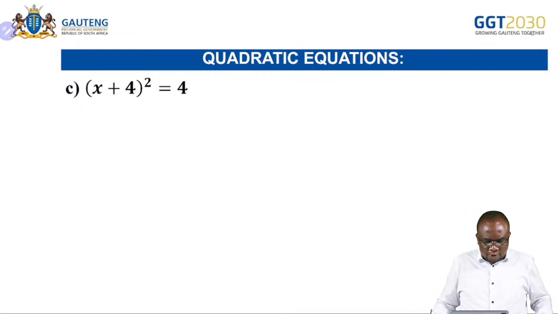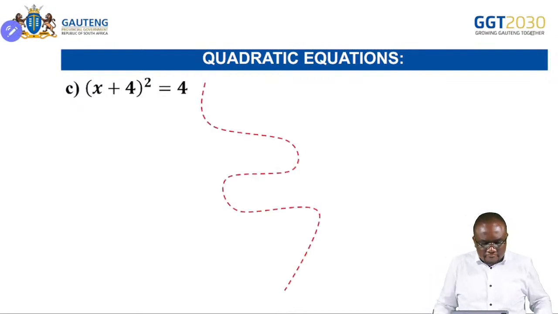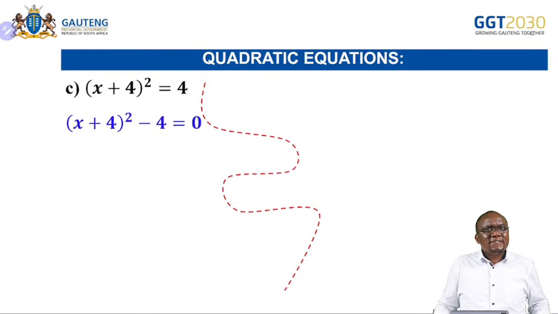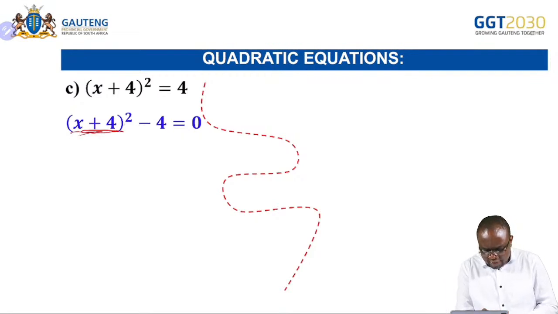Right, (x + 4)² = 4. What must I do? Standard form. Do you see that? Standard form. I'm going to show you 2 methods here. Okay, so if I check, this is a square. This is a square. So actually here we have the difference of 2 squares.